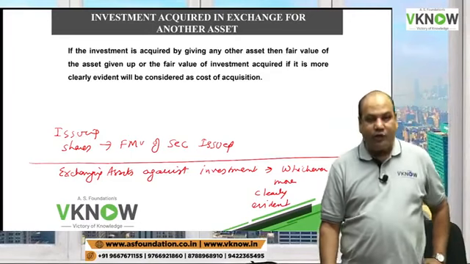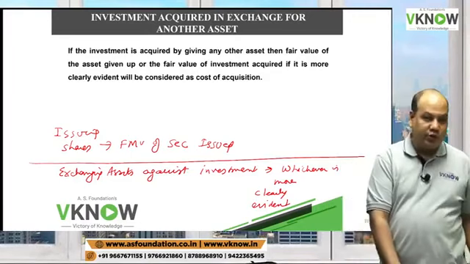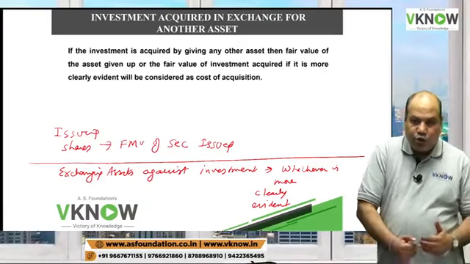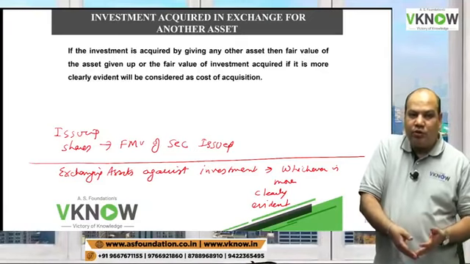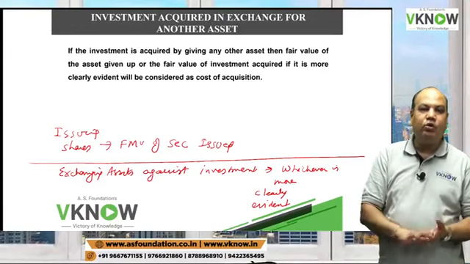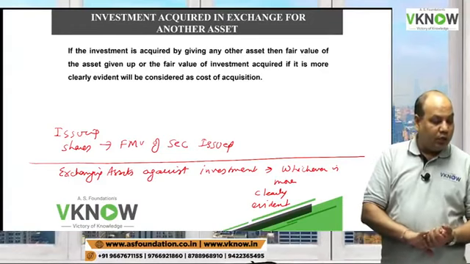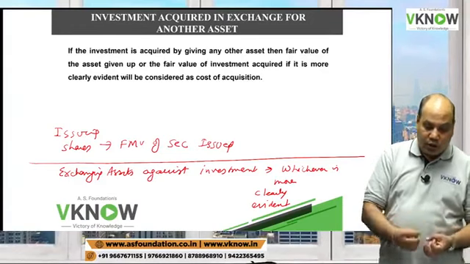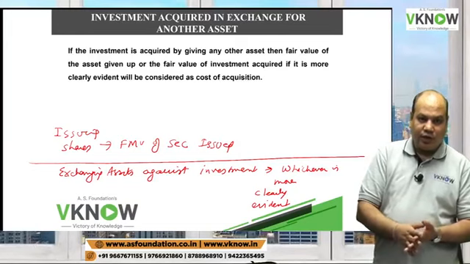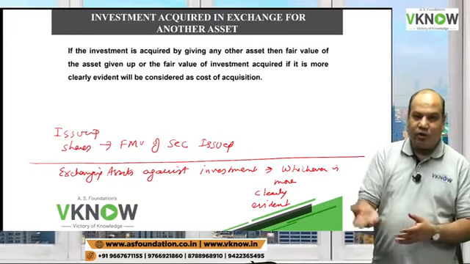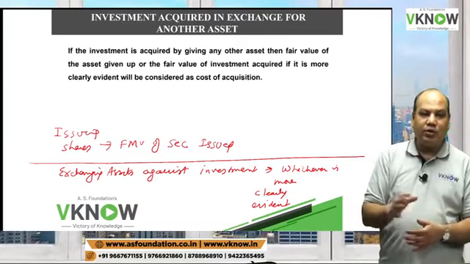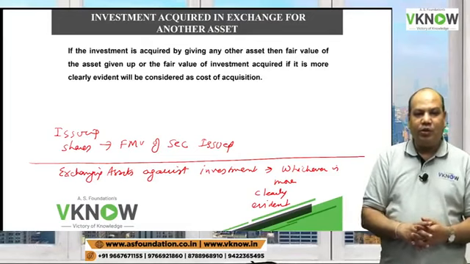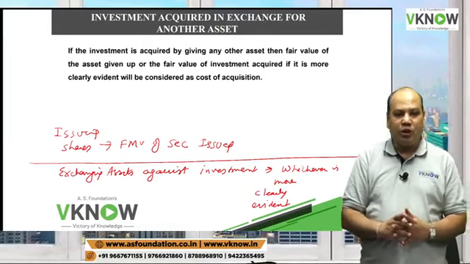So there is a difference in the treatment between what you are exchanging. If you are issuing your own share or security, then take the fair value of the security issued. But if you are issuing any asset, car, computer, building, and acquiring the investment, then you take fair market value, whichever is more clearly evident.